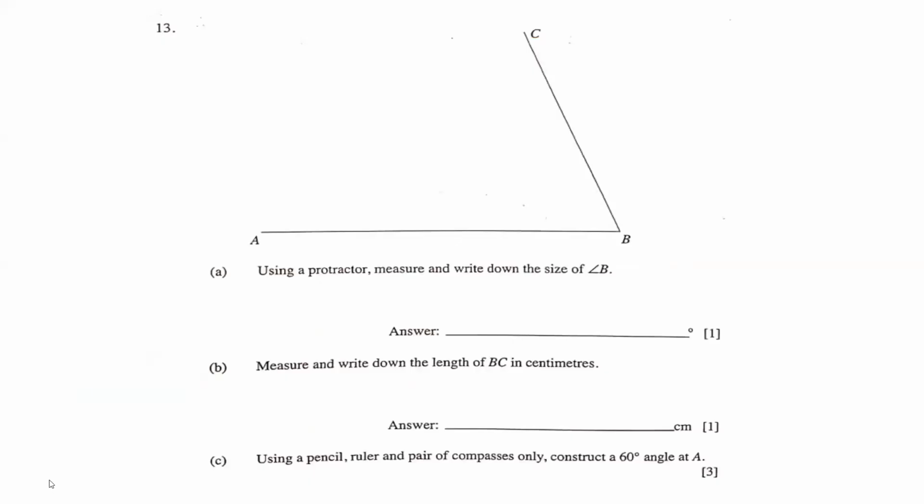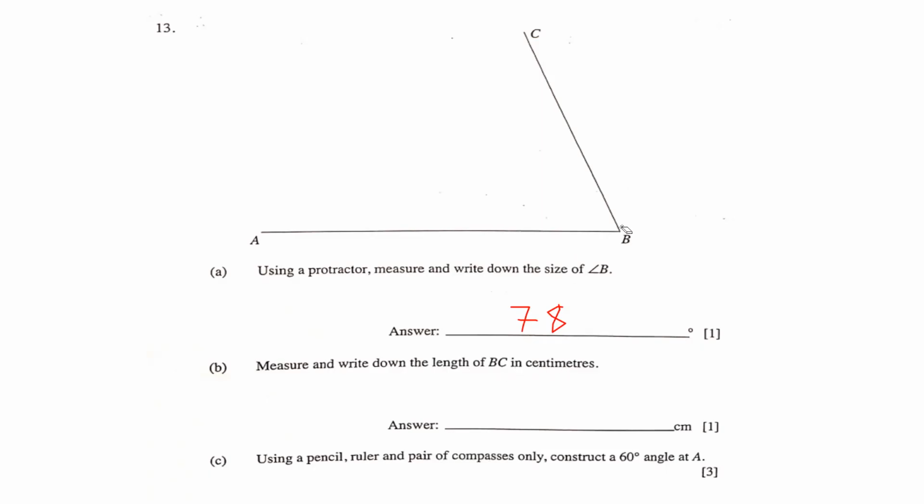So let's write that down. That's going to be, let's go back. This is going to be 78. And so this is 78 here. So the measure of this angle B is 78 degrees. They already have the degrees sign, so I don't need to put it again. So it's 78 degrees. Here they say measure and write down the length of BC in centimeters.